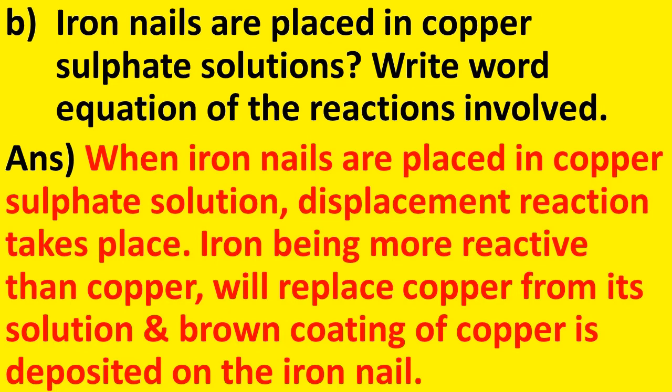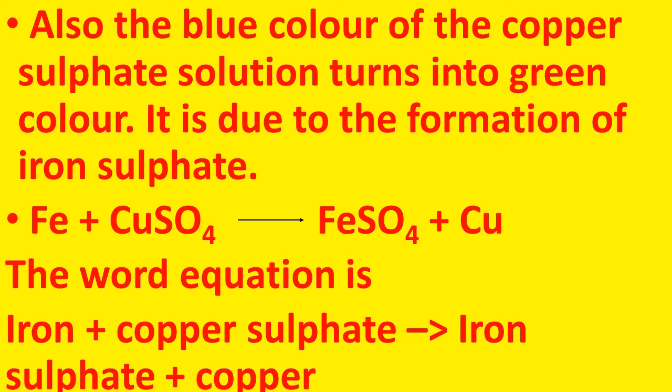the iron nail. So here, when we keep an iron nail in the copper sulfate solution, we can see that displacement reaction takes place. And what is the reason for that? Iron is more reactive than copper, so it can displace copper from its salt solution. Therefore, brown coating of copper can be seen on the iron nail. Also, in this reaction, the blue color of the copper sulfate solution turns into green color. It is due to the formation of iron sulfate.